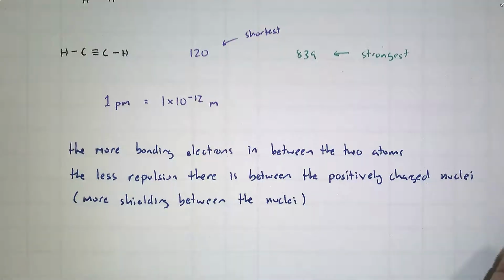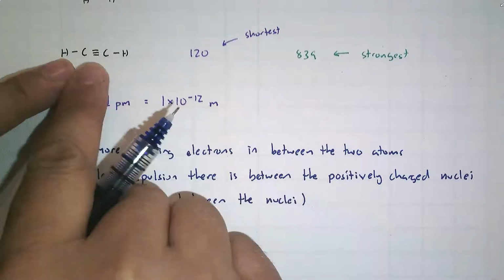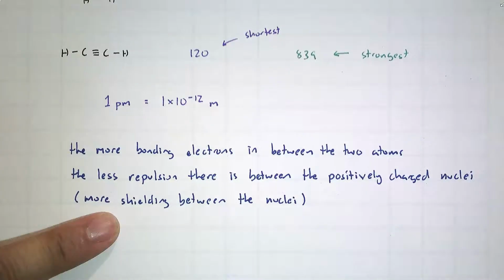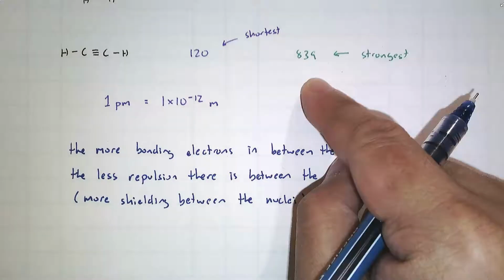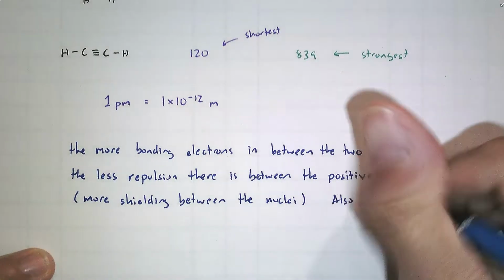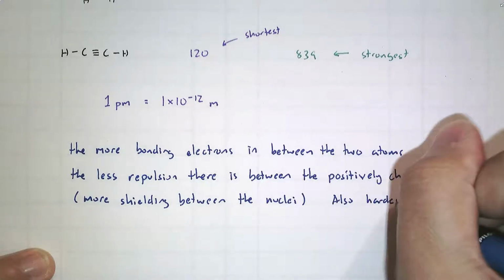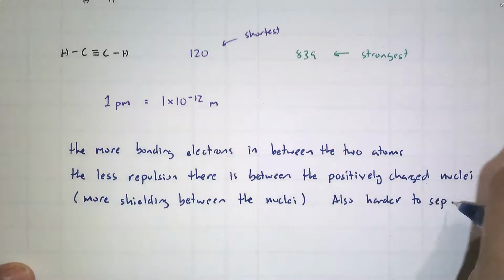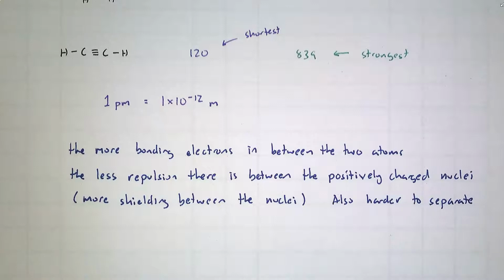And it goes, I think logically, that as those two atoms get closer, due to the more shielding, the bond gets stronger. It's harder to separate. So this is also harder to separate the two nuclei from each other. Or you could just say separate the two bonds. Not the two bonds, but the two atoms. Okay. All right, let me show you a couple more examples.